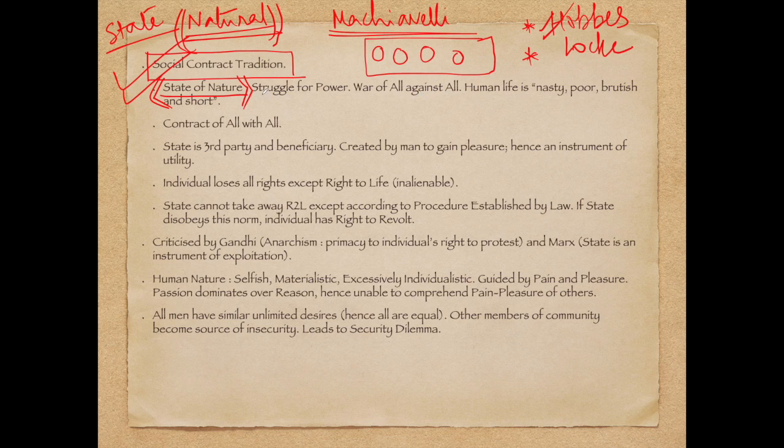According to Hobbes, the state of nature, when the state itself was not there, before the state came into existence, was about a struggle for power. Okay, it was a war of all against all, and human life was nasty, poor, brutish, and short. So this, according to Hobbes, was the situation when the state did not come into existence. Okay, so because of this, it was strife-torn. Everybody is fighting everybody else. Why? Because there is a fight for resources.